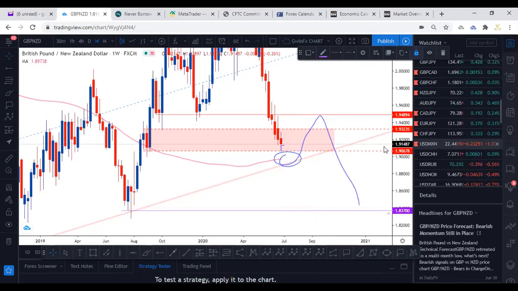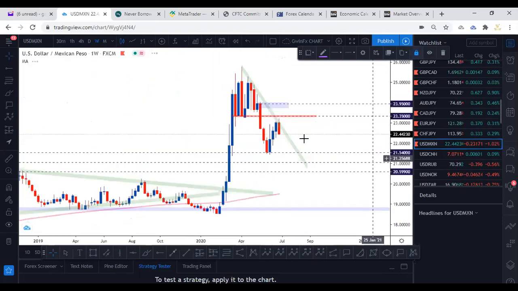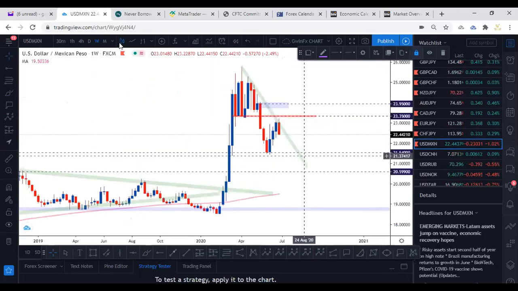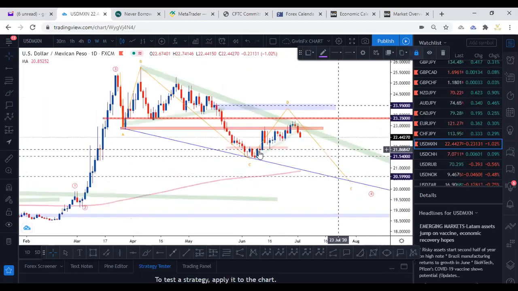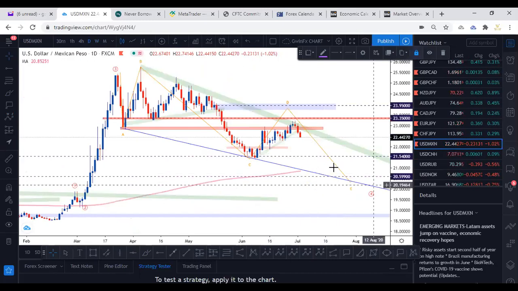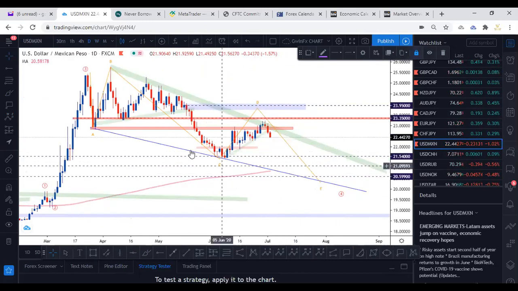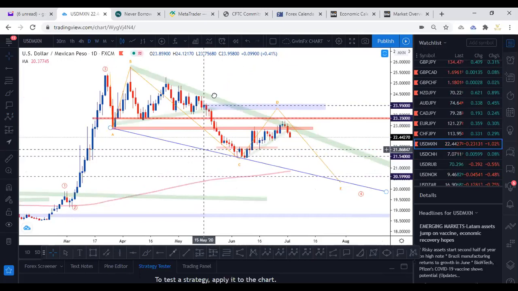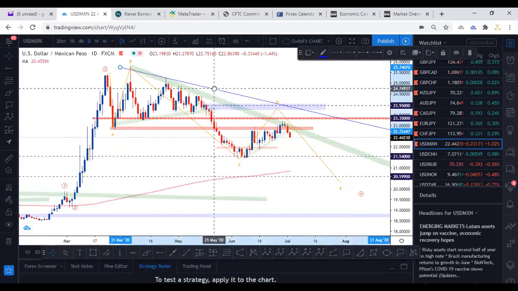Using Mexican peso. I still expect one more push to the upside. So here we have global trend down. Let's quickly see this.